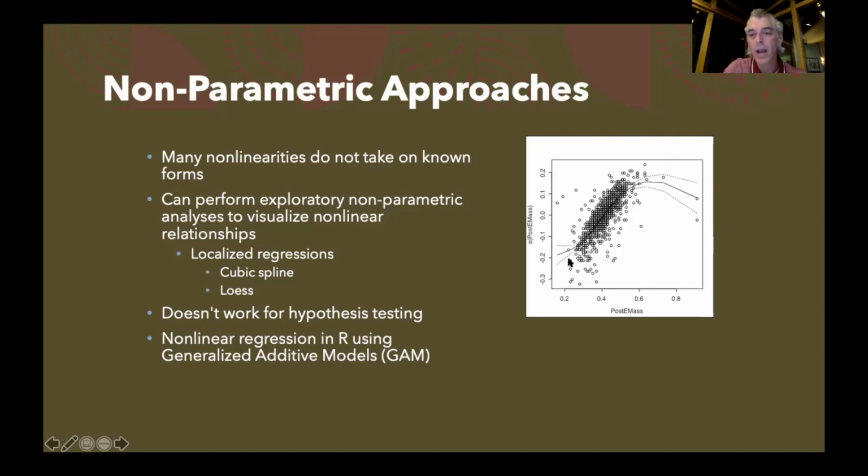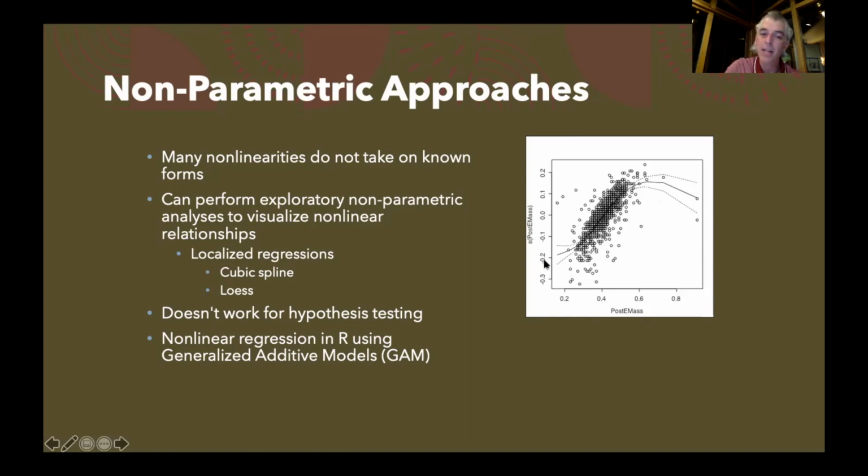Now, this isn't a way in which we can pull out parameters and make predictions, and that's why we call this a non-parametric analysis. It allows us to visualize the relationship, but we can't create any predicted values for a particular value of egg mass along the x-axis because we don't get parameters out of this relationship.